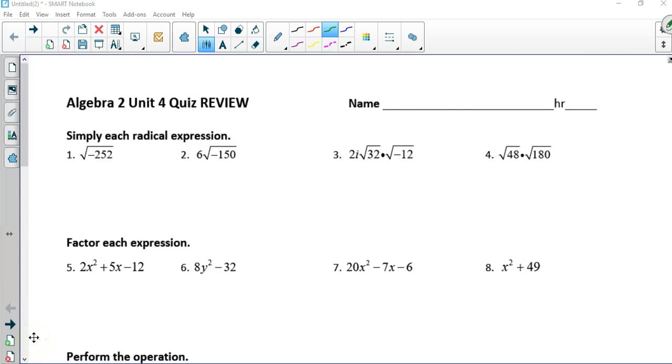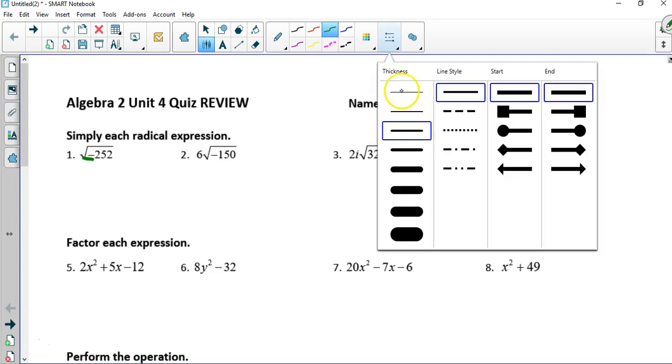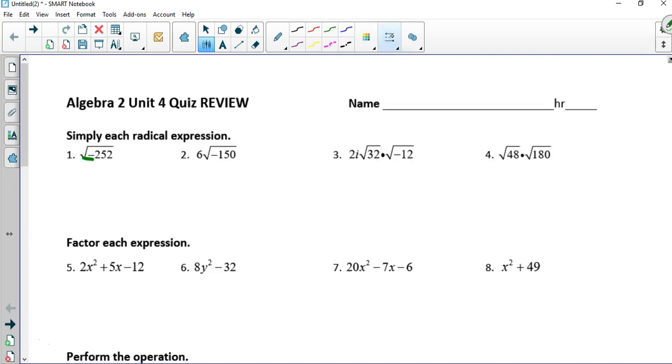Alright, quiz review for Unit 4. Simplify the expressions. Remember, for 1 through 4, you're not going to have any plus-minus answers because we're not solving equations. You do want to pay attention that this is a negative. Hold on, let me change my marker. Alright, so that means we are going to have an I for an answer.